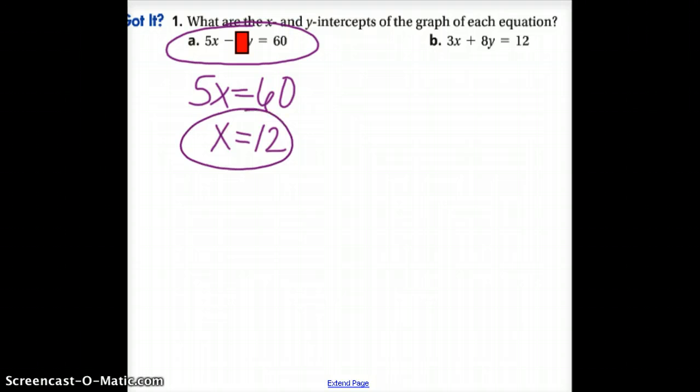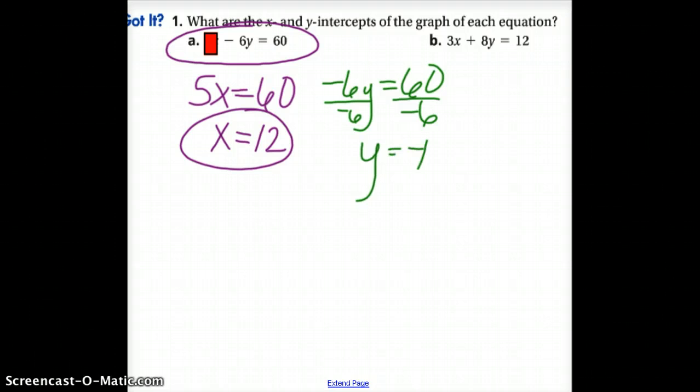Now, I'm going to do the same thing, but I'm solving for y. So x is going to be 0. That goes away. I'm left with -6y equals 60. Divide by -6, divide by -6, y equals -10. Those are my 2 x and y intercepts.